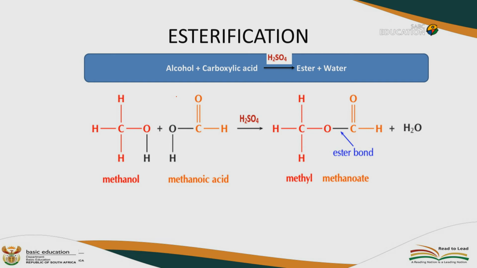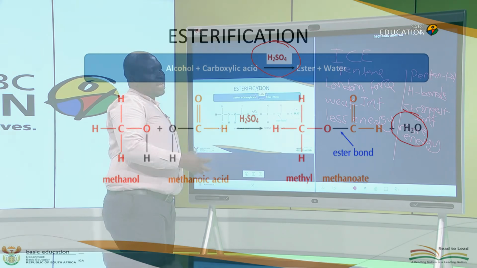But there is a catalyst that we use, which is sulfuric acid. So it's very important you know that here, because we are going to react an alcohol and a carboxylic acid to form an ester and water, we are saying we're going to use sulfuric acid as a catalyst. Why sulfuric acid? It's a good dehydrating agent.